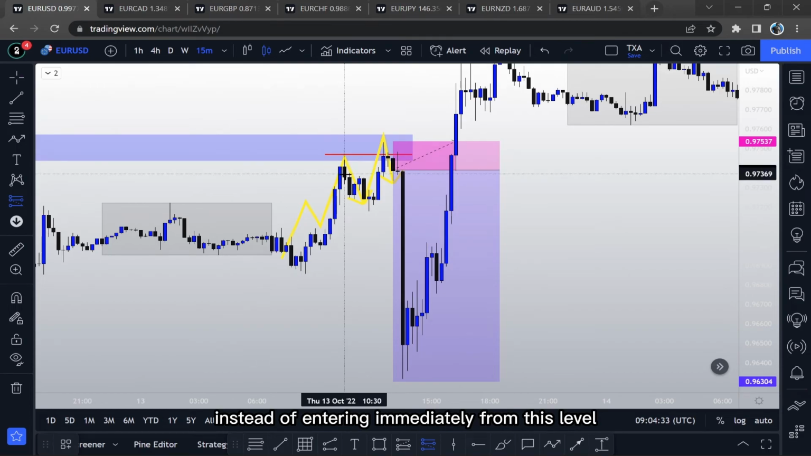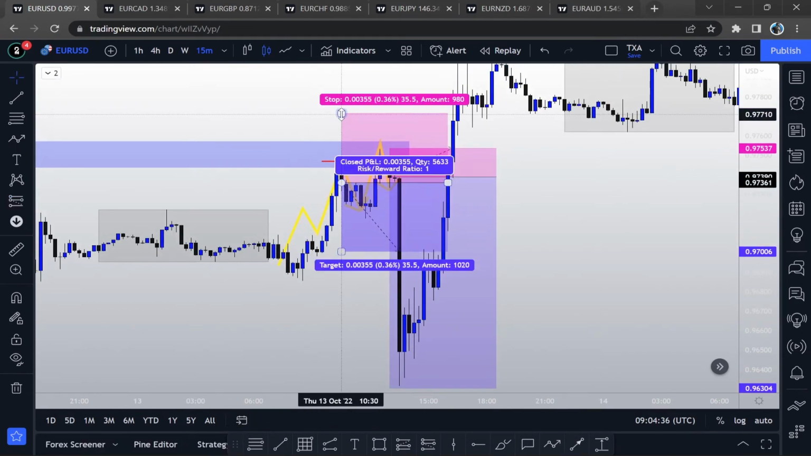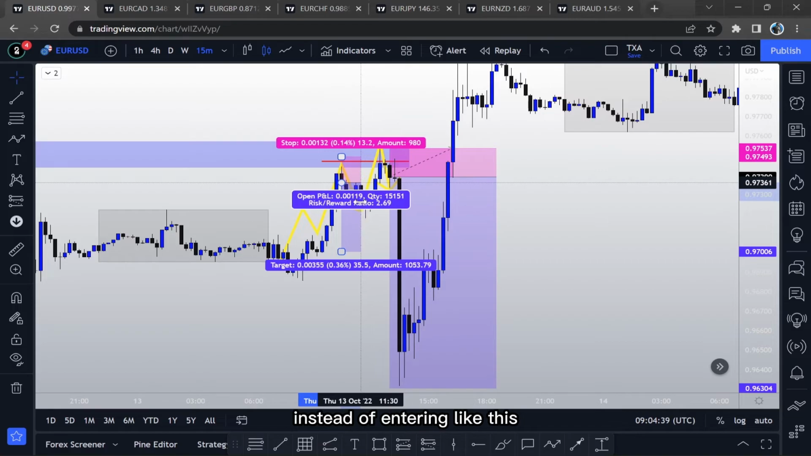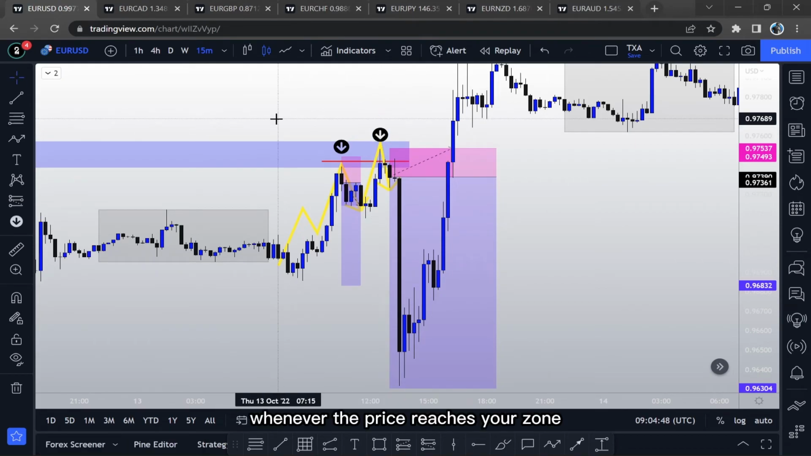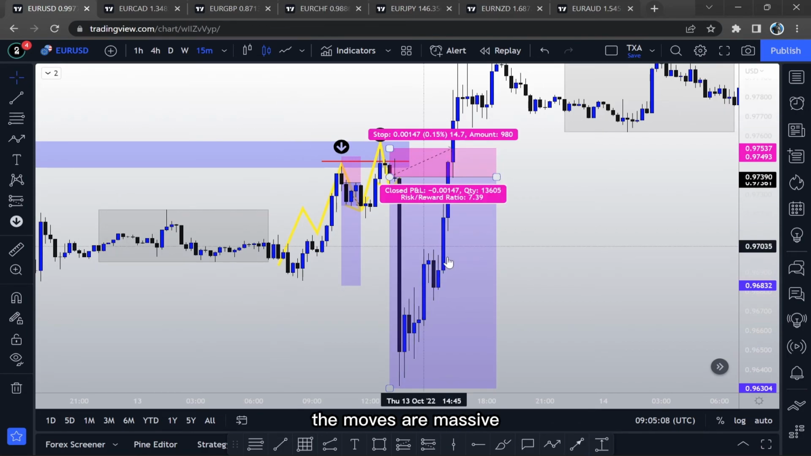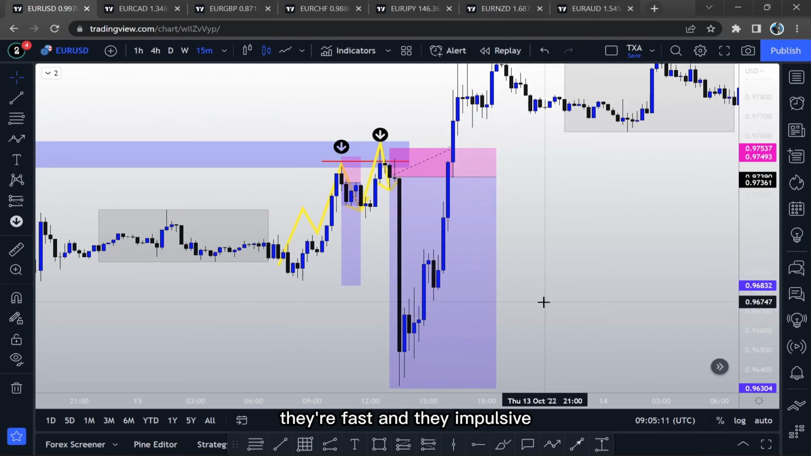Instead of entering immediately from this level, instead of entering like this, you enter like this. Whenever the price reaches your zone, wait for the price to stop hunt that first touch. That is going to drastically improve your probability rates. Now, the price doesn't always do this, but when it does do it, the moves are massive, they're fast, and they're impulsive, just like the example over here.